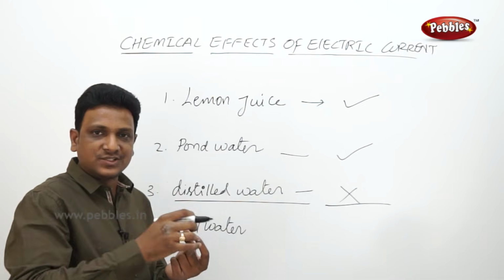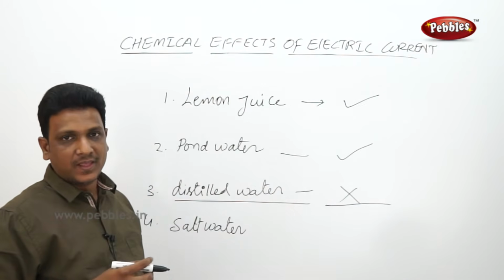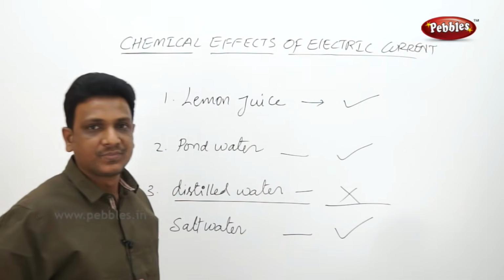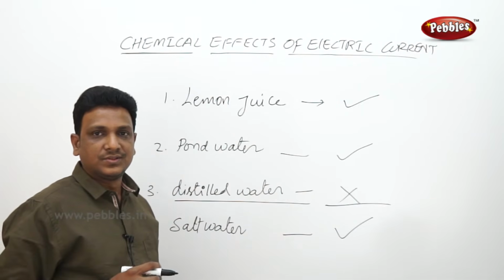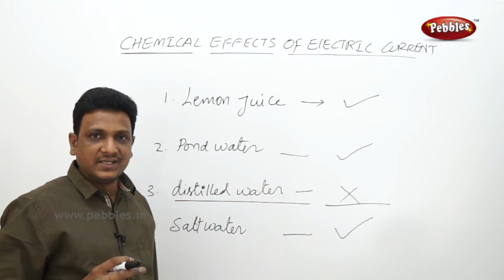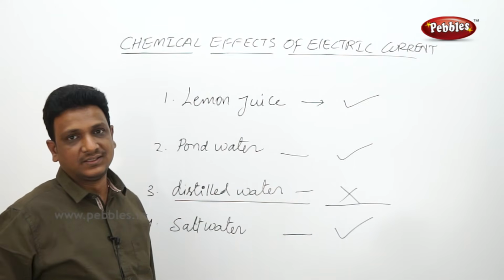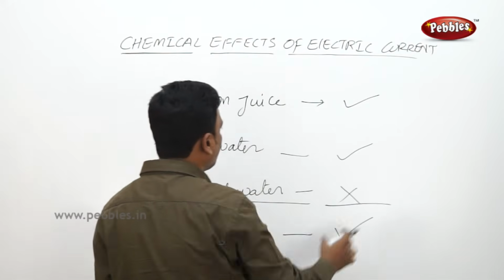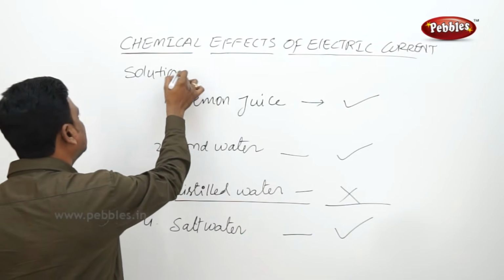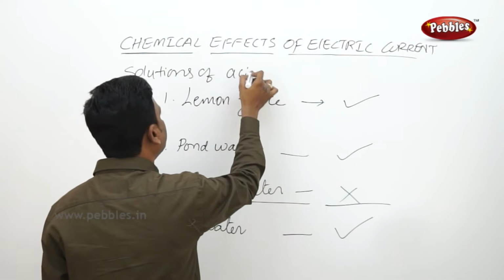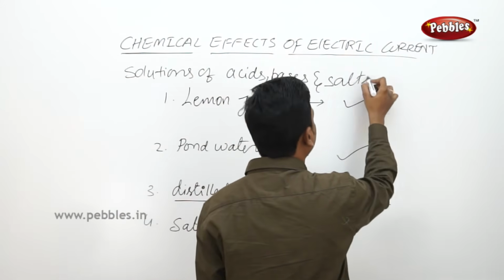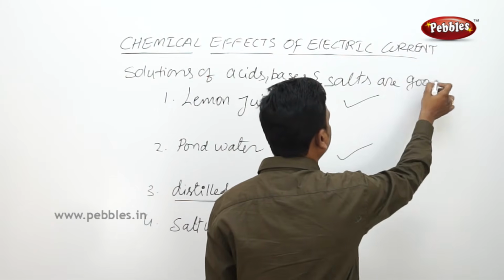Now you dip the two ends of your tester, the bulb glows. What does it indicate? Salt water is a good conductor of electric current. So the electric conductance of liquids depends upon the different salts that are dissolved in them. In general, by observing all this, we can make a statement that solutions of acids, bases and salts are good conductors.